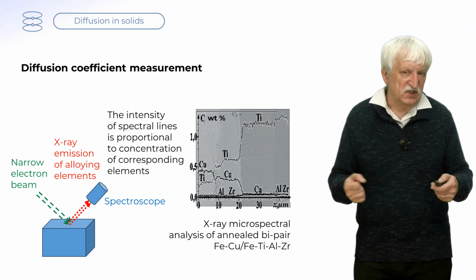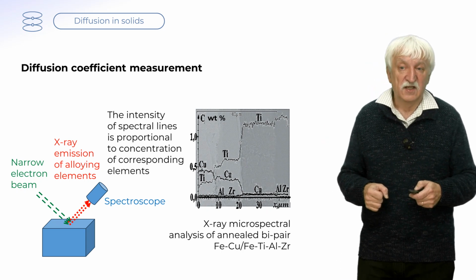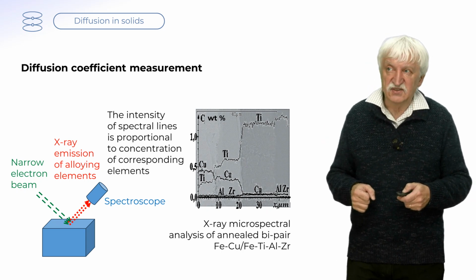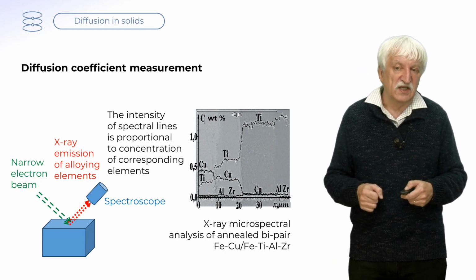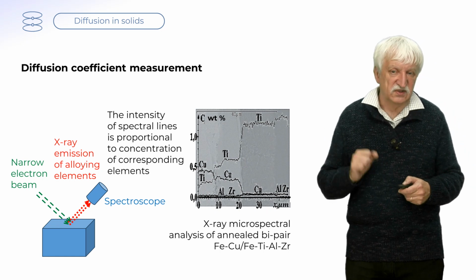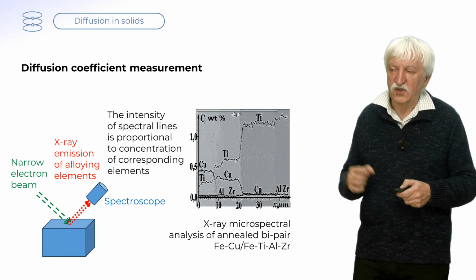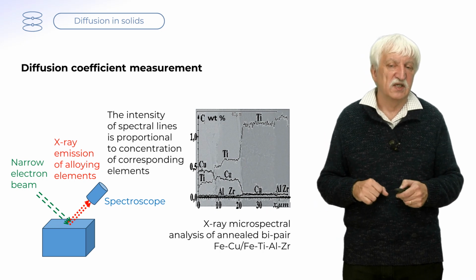How to measure the diffusion in solids? Probably the best way to do it is to have a narrow electron beam falling on the surface of a solid that we have.